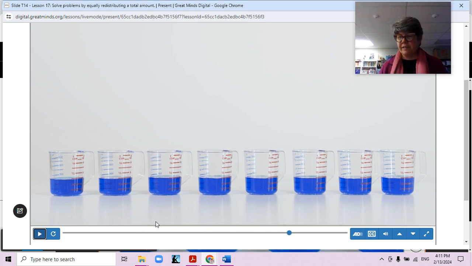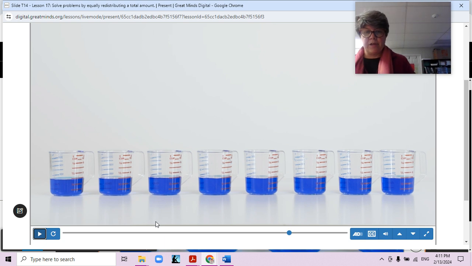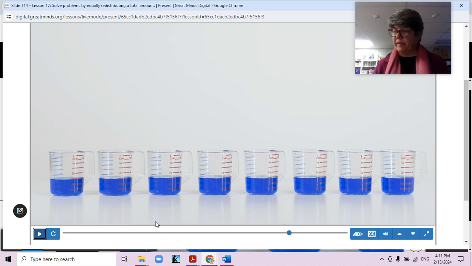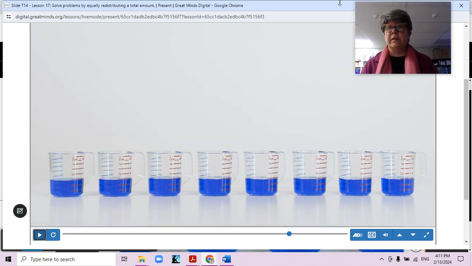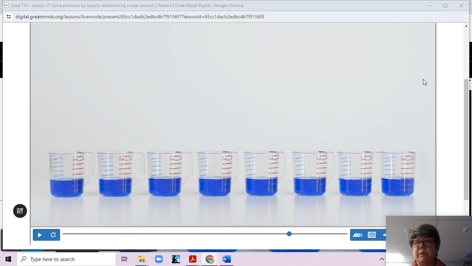Okay, now you might notice something different about this. All of the amounts are the same. The water has been redistributed so that every cup has the same amount. And in today's lesson, we are going to determine how to equally redistribute data shown on a line plot. So we're going to be redistributing our data. Okay, so let me just move this a little bit.